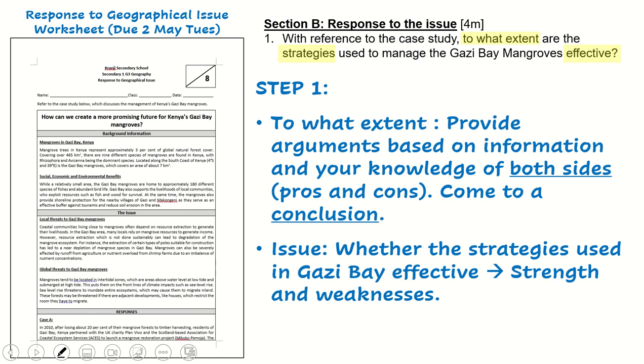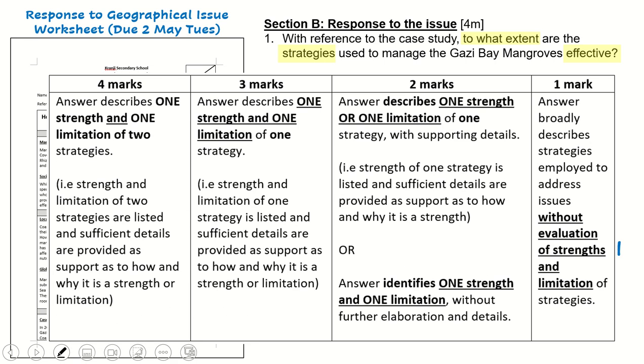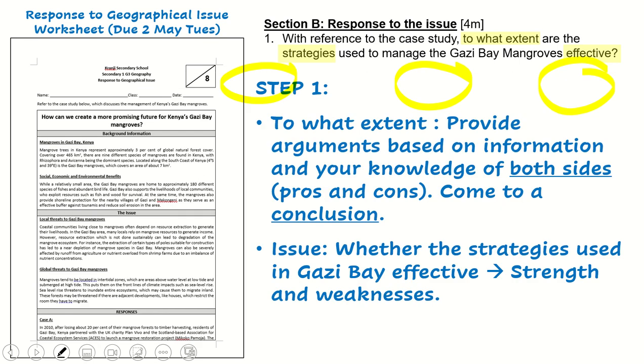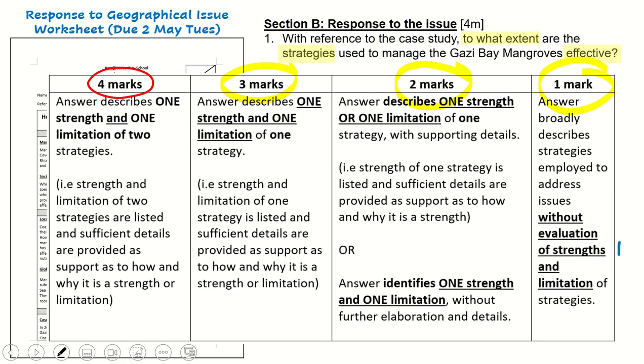So, what kind of answer is considered to be a good answer? Because if it's a 4-mark question, must I find 4 points? A response to a geographical issue question, RGI question, is not based on points marking. It's based on what we call levels marking. There are 4 levels that you could be on: level 1, 2, 3 or 4. Level 1 is the lowest level. Level 4 is where you want to be at. It's the highest level.